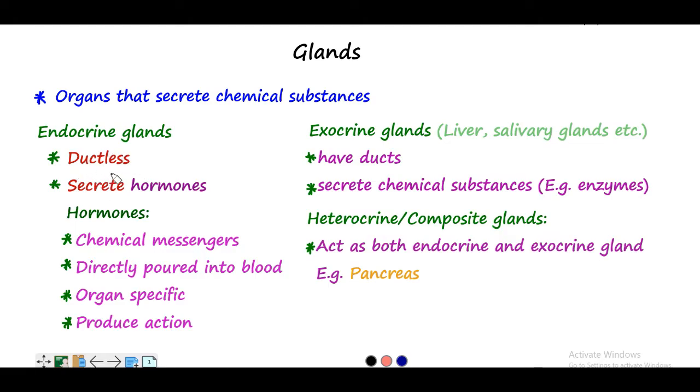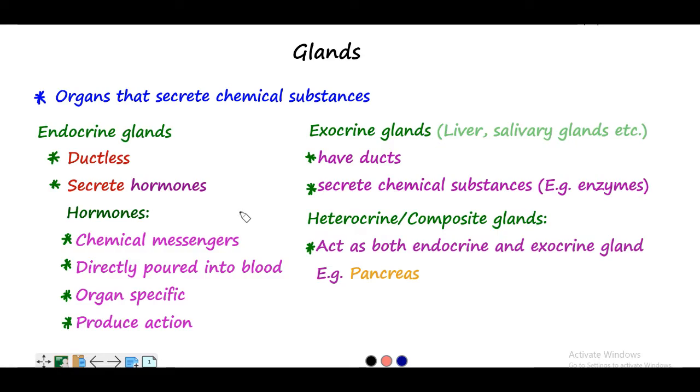But these are ductless glands. That is, these glands do not have any kind of a passage or a duct through which they can release their secretions to the target organ. So what they do is they directly release their secretions into the blood. So blood is the medium of transport for these chemical substances. So the chemical substances that they release are called hormones.